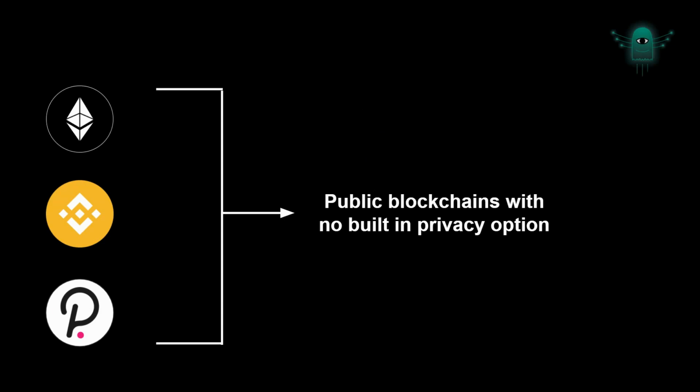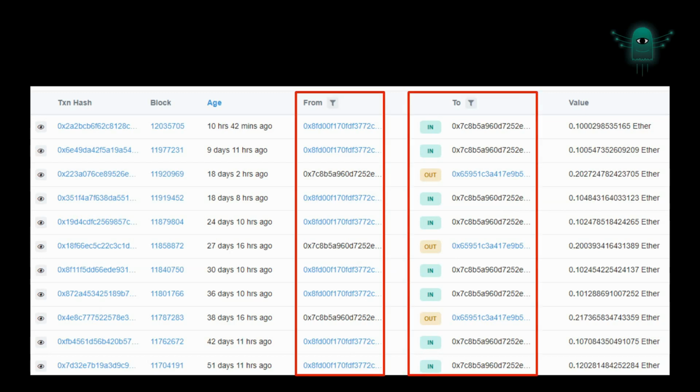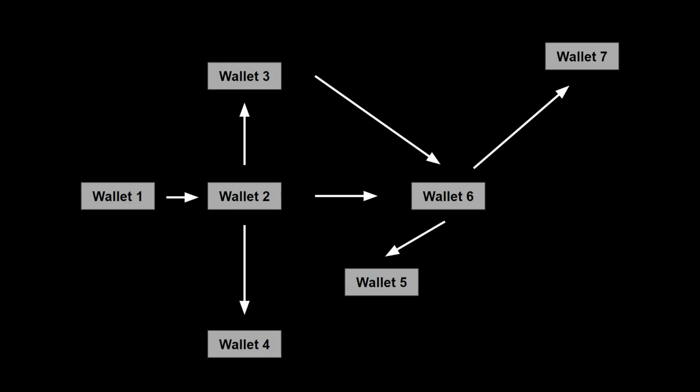What most people don't know is that public blockchains like Ethereum, Binance Smart Chain, and Polkadot have one thing in common, and that is that they're public blockchains with no built-in privacy option. And if we use a block explorer, so here we have the Ethereum block explorer Etherscan, we can see that for every transaction there is a from and to address, meaning that for any given wallet, with enough time and effort, you can create a map of the entire transactional history of that wallet.